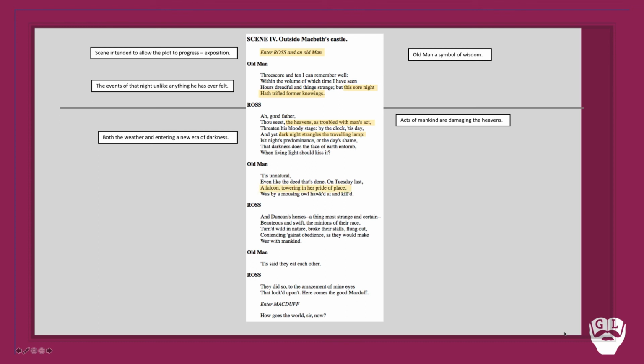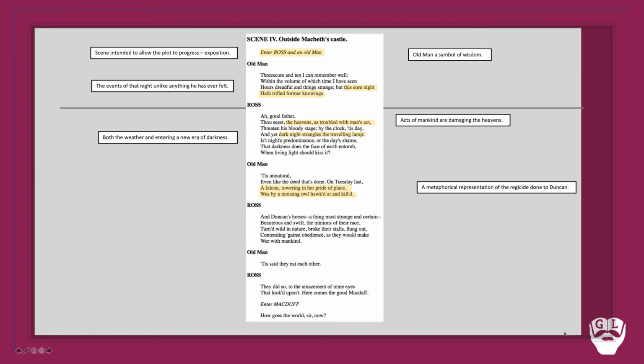In addition, the old man comments on how a falcon last Tuesday, towering in her pride of place, was hawked and killed by a mousing owl. There's a metaphorical representation here and a nod to the regicide that's done to Duncan. Duncan is this falcon towering in its place of pride, and Macbeth, this mousing owl, a far lower animal on the spectrum, has usurped it and killed it, which is deeply unnatural given the circumstances.